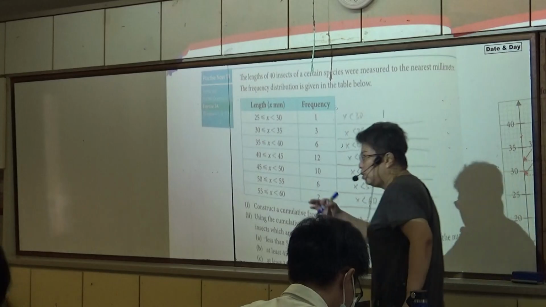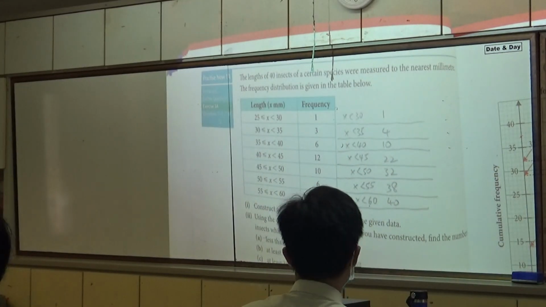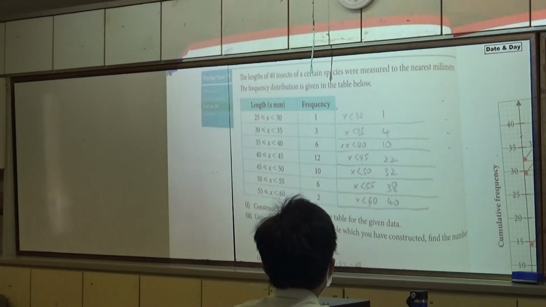Now, we're going to do this together because nowadays they like you to convert from frequency to cumulative frequency or cumulative frequency back to frequency. Okay, usually it's cumulative frequency back to frequency because the cumulative can be drawn on a cumulative frequency curve.